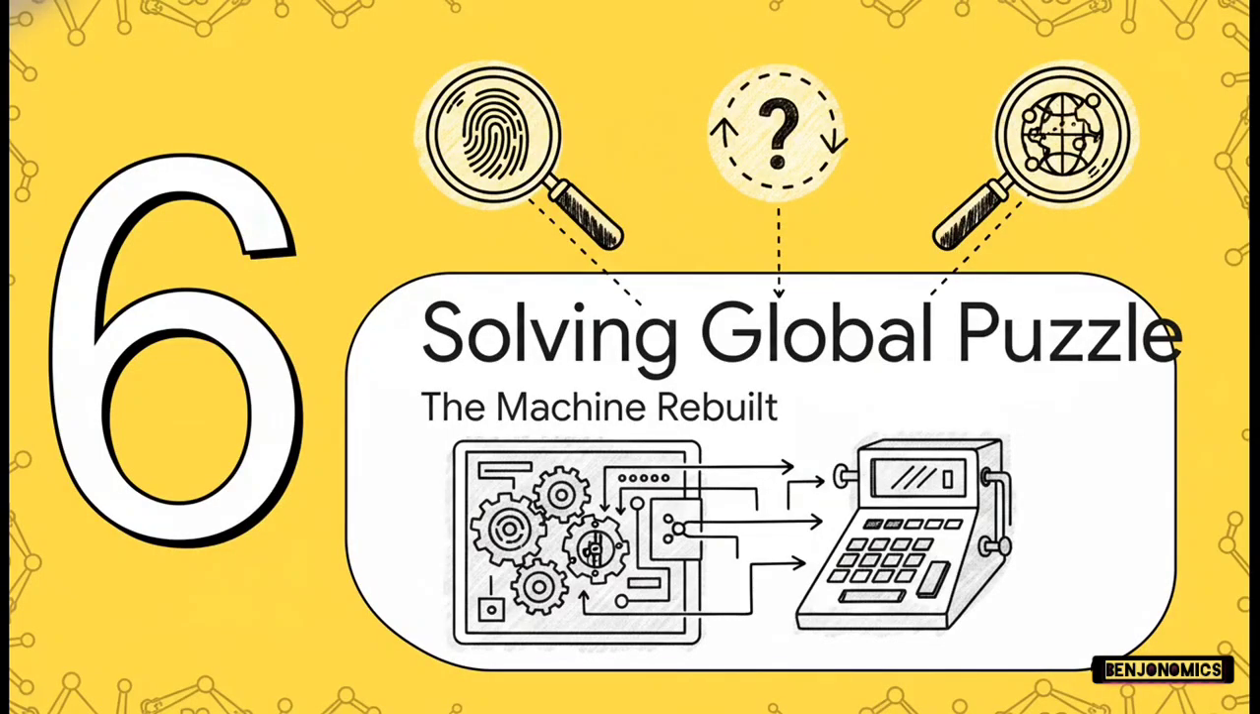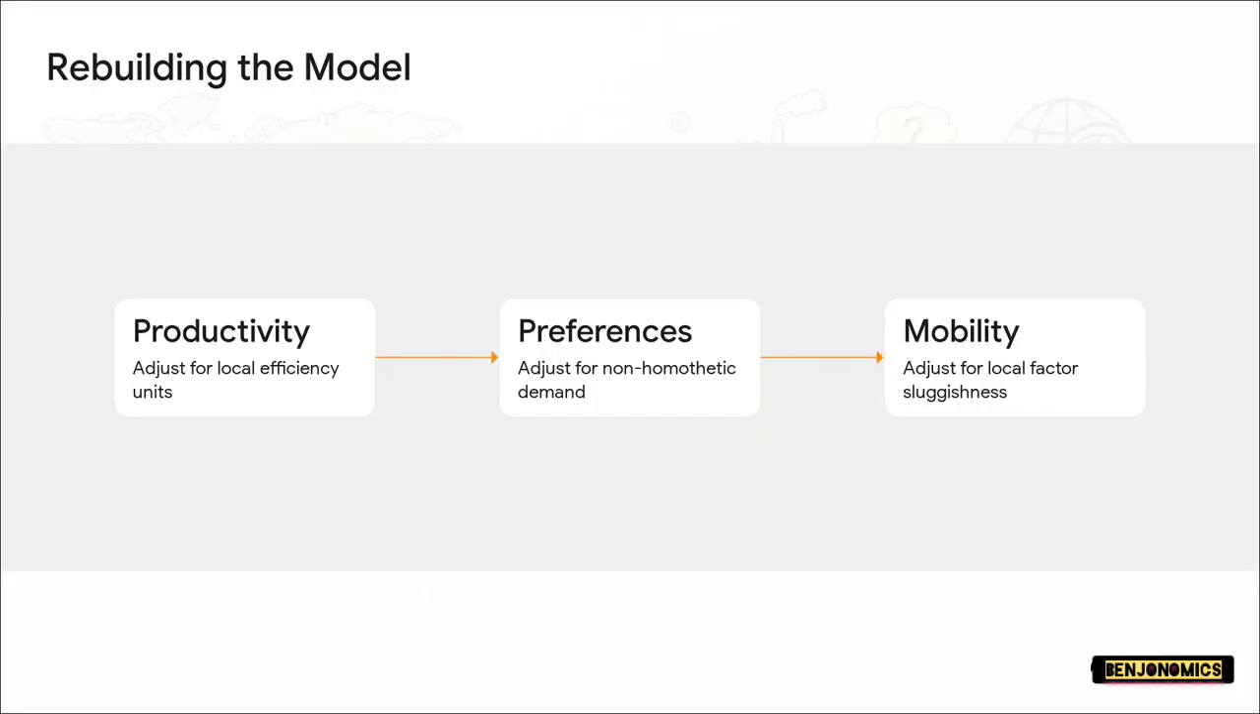Which finally brings us to Section 6, Solving the Global Puzzle and Getting the Machine Rebuilt. The crucial point here is that by putting these three clues together, we can work our way back to the beginning and fully authenticate the original intuition. Step 1, we adjust the data for local productivity and efficiency. Step 2, we adjust for non-homothetic consumer preferences, acknowledging that wealth changes demand. And Step 3, we adjust for local factor mobility and trade costs.